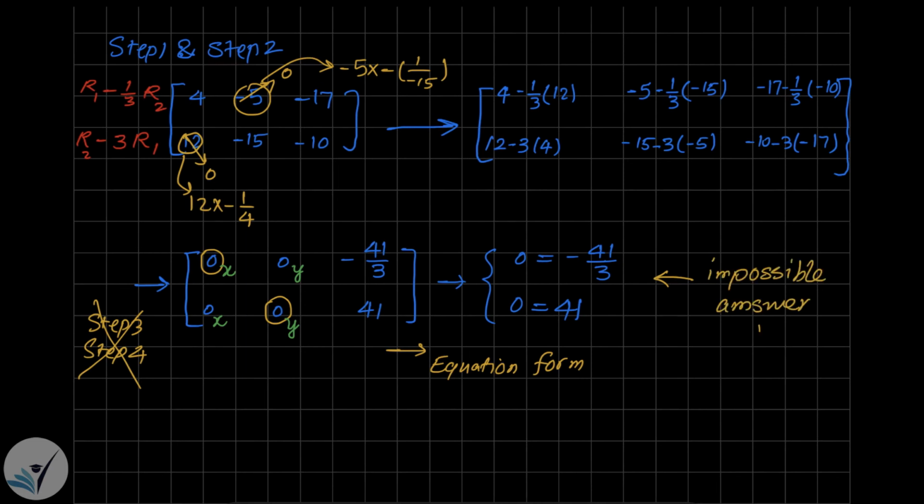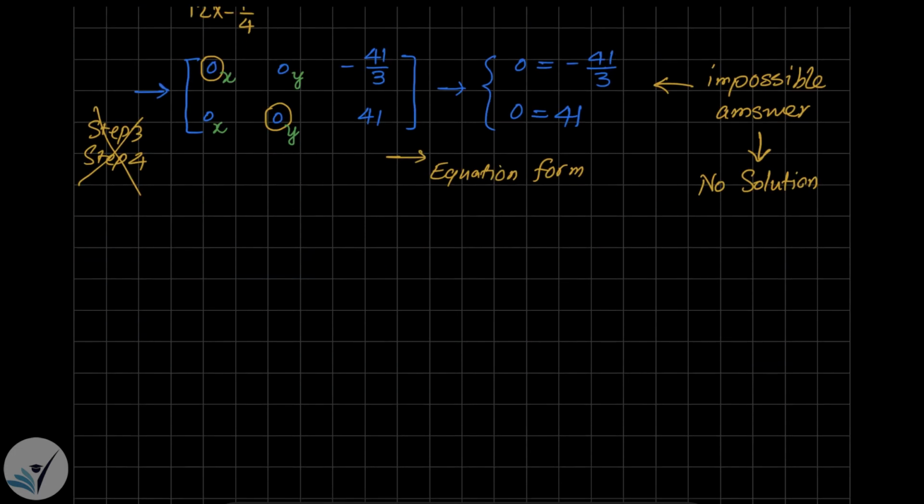And when you get an impossible answer, it means that there is no solution. For better visualization, let's draw these two lines. The first line was, let's call it line A, 4x minus 5y equals negative 17. So if x equals 0, y would be 17 divided by 5. If y equals 0, x would be negative 17 divided by 4.